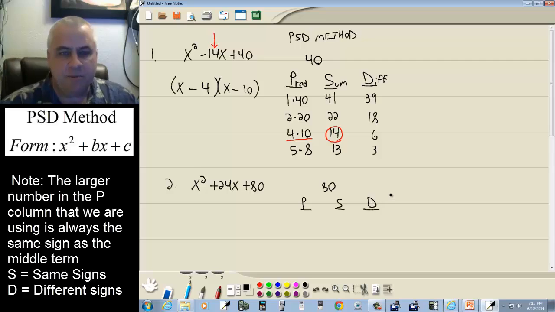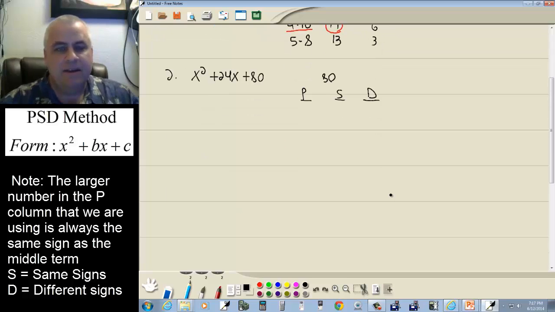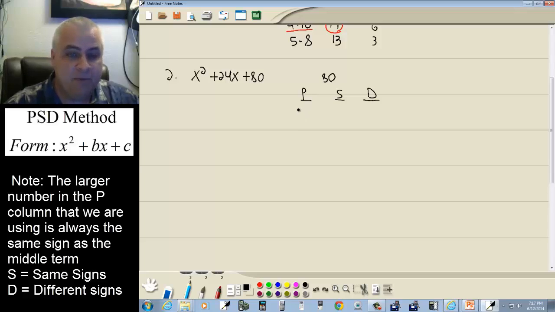And we scroll down a little bit. Okay. In the P column, we're going to write down all products that give us 80. We got 1 times 80, 2 times 40, 4 times 20, 5 times 16, 6 no, 7 no, 8 times 10.